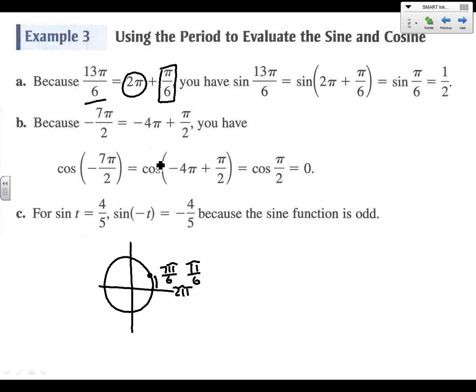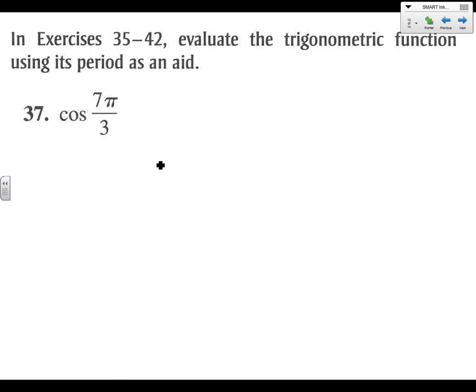And so we'll have sine of pi over 6 and sine of 13 pi over 6 is exactly the same. So if you have a value that's bigger than 2 pi, subtract 2 pi away. So go ahead and try this if you can on 37. See if you can figure out what the cosine of 7 pi over 3 would be.